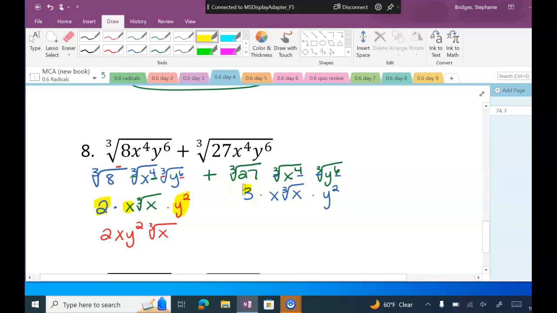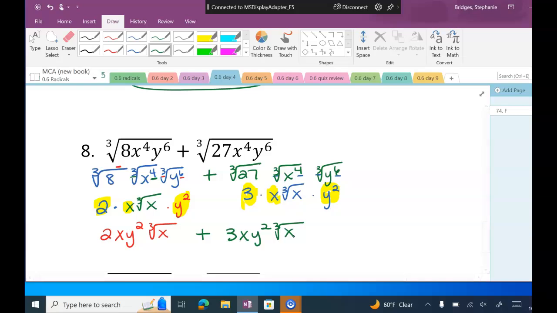Again, we're going to multiply everything that is not under the radical symbol together. I'm going to bring down my plus sign too. So that's going to give me 3xy squared times the cube root of x.